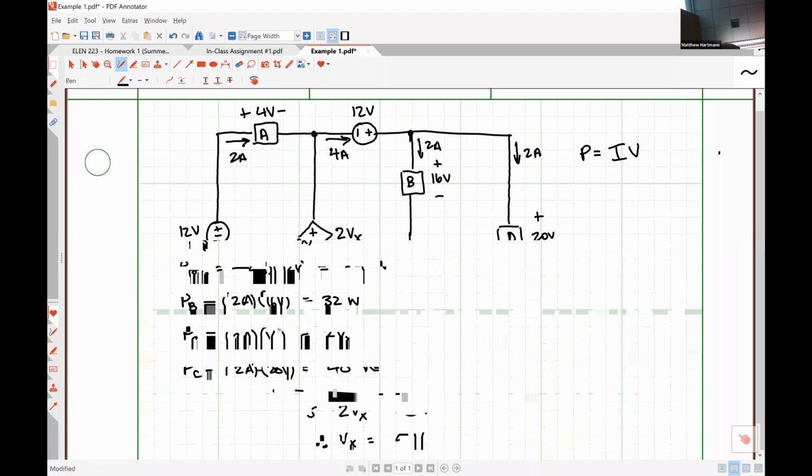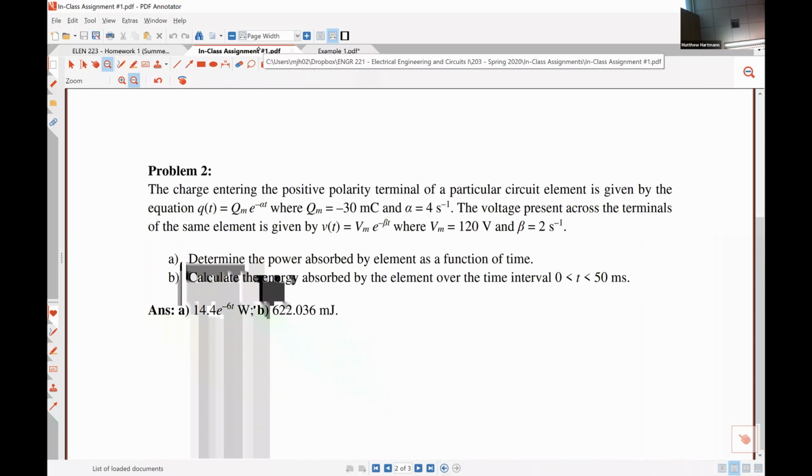Nobody's saying much. All right, well then, let's go ahead and jump over to the in-class assignment. And let's go look at problem 1.